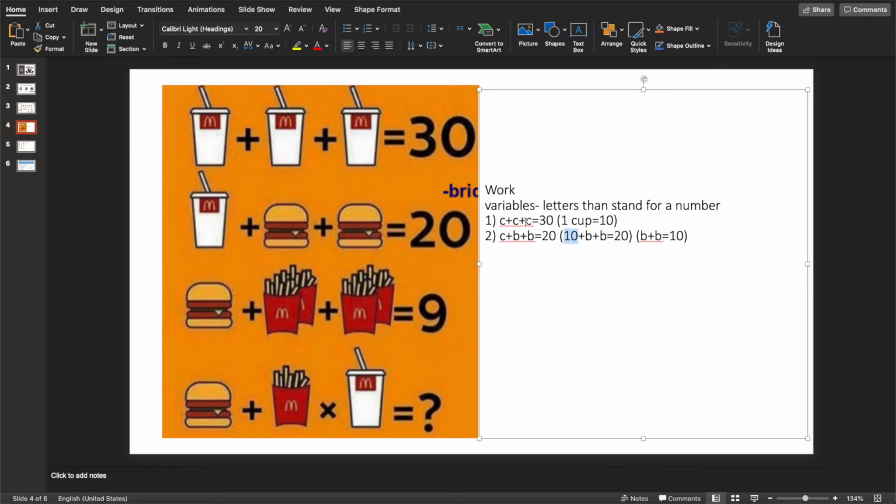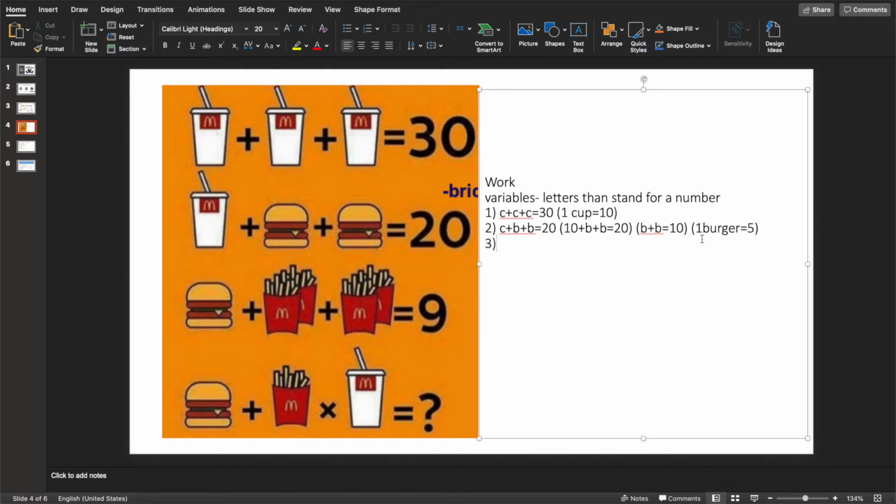Well, this is very similar to up here. I had 30 divided by 3. Here I have 10 divided by 2. So what's 10 divided by 2? Exactly, 5. So now I know that 1 burger equals 5. Not bad, we're rocking and rolling. All right.